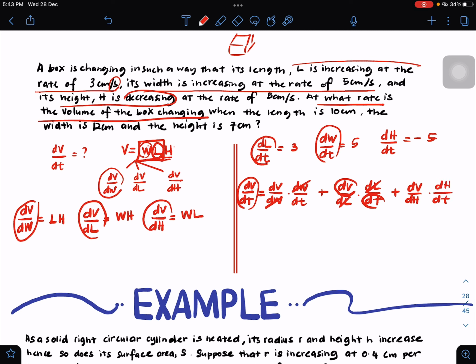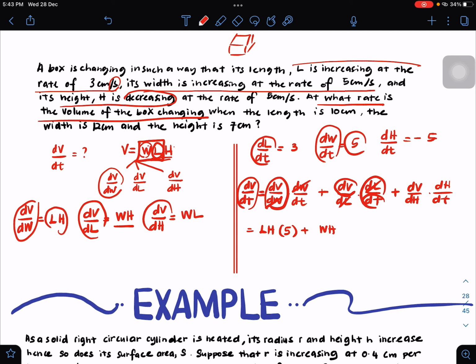So semua ni kita dah ada. Apa dia kita punya dV/dW? dV/dW kita adalah L darab dengan H, darab dengan dW/dt. dW/dt adalah 5, tambah dV/dL kita adalah W darab dengan H.